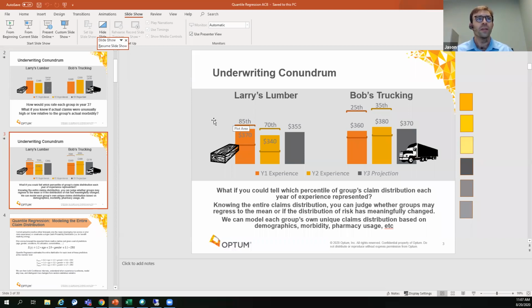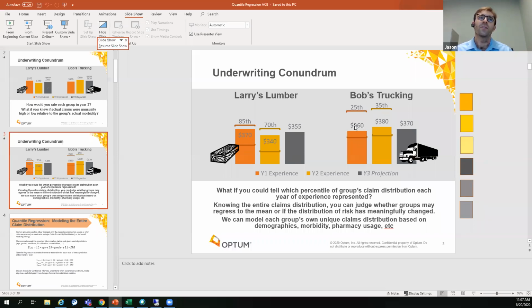have had. So here, what this confidence interval is showing me, which quantile regression is going to reveal, is that this 370 PMPM in year 1 represents the 85th percentile of claims for that group in that year. And the 340 in year 2 represents the 70th percentile of claims. So here you're kind of seeing that there's a regression to the mean going down for Larry's Lumber, whereas for Bob's Trucking, it's the opposite.